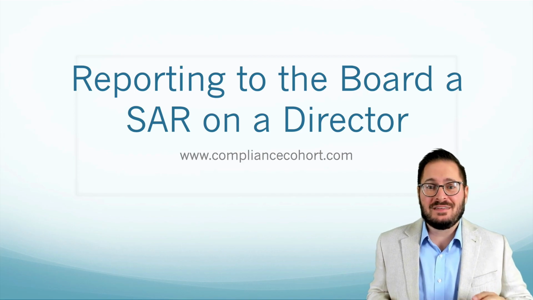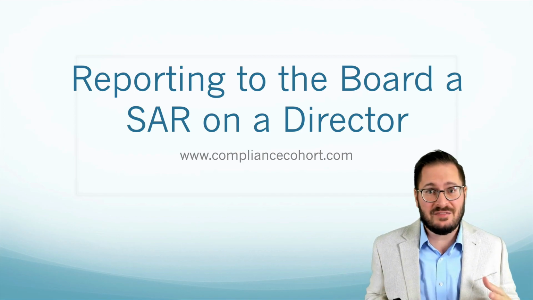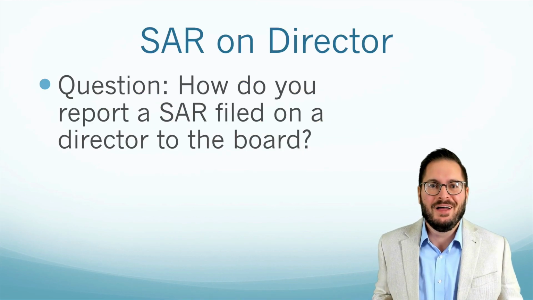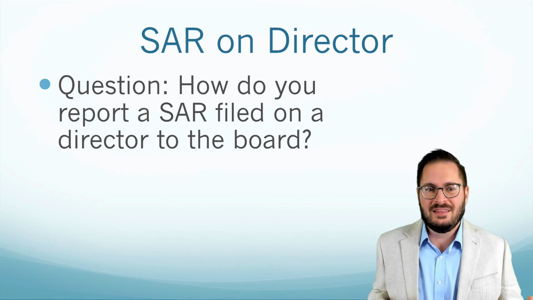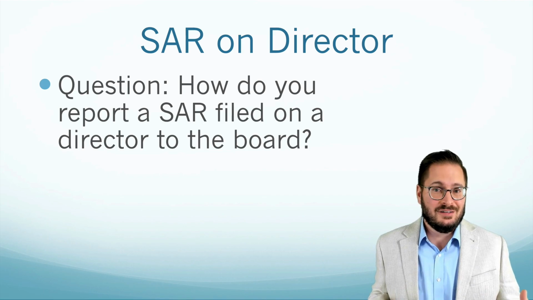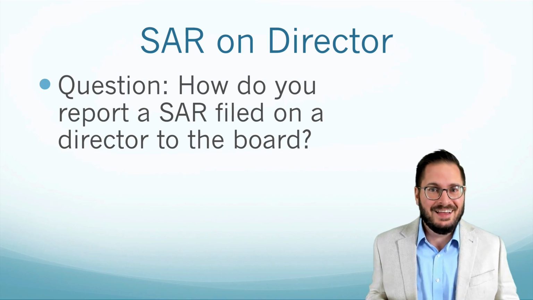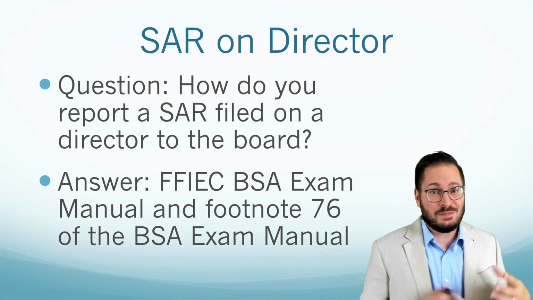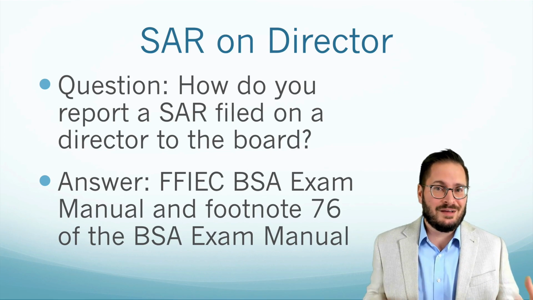This compliance clip is going to talk about reporting to the board a suspicious activity report that is on a director. So the question we have is, how do you report a suspicious activity report that's filed on a director to the board? Now, this is a complex question, so we're going to take a look at our answer in the BSA exam manual, and specifically we can look at footnote 76 to give us some direction.